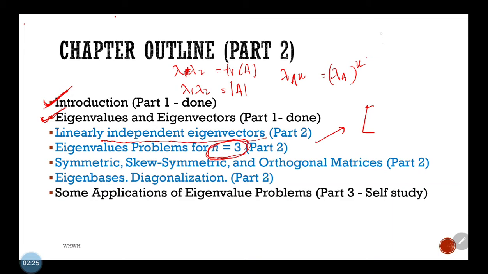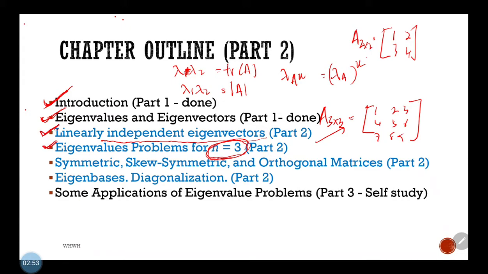Before this, we found the eigenvalues and eigenvectors for a 2 times 2 matrix, for example 1, 2, 3, 4. I like to use 1, 2, 3, 4. For today, for n equals 3, we are going to find the eigenvalues and eigenvectors for a 3 times 3 matrix, so 1, 2, 3, 4, 5, 6, 7, 8, 9 for example. So this is what we will cover today.